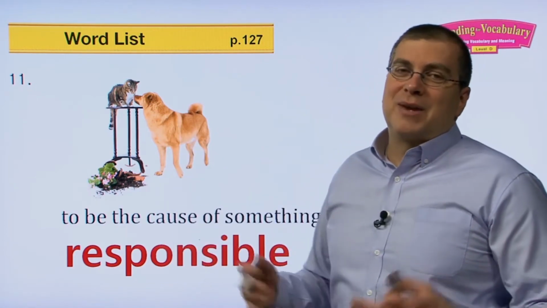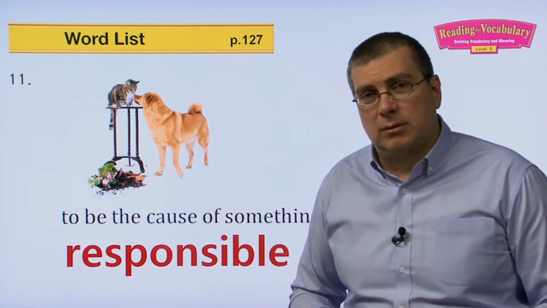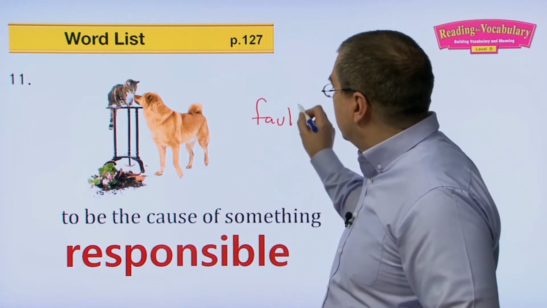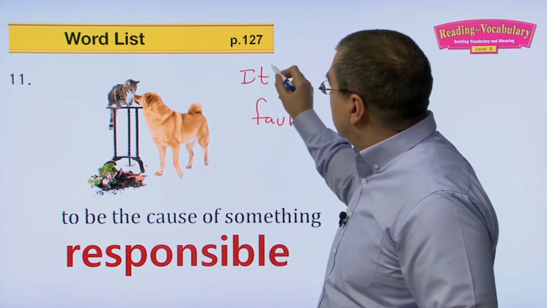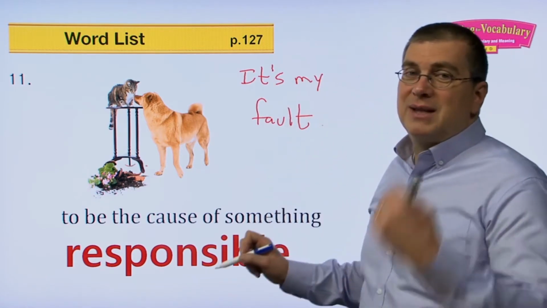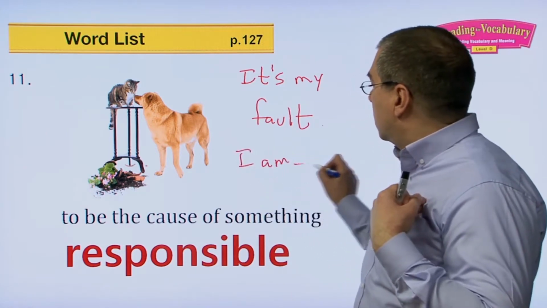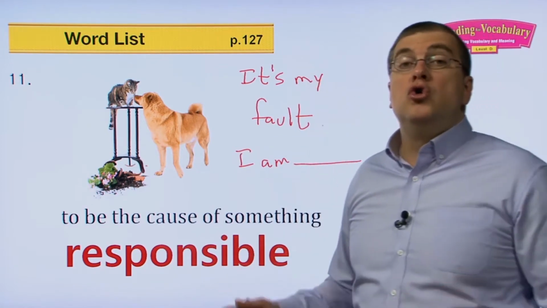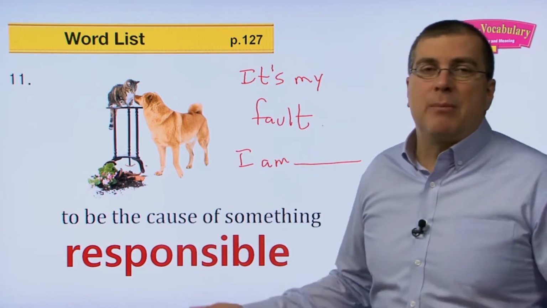But sometimes, if something happens, there's an accident, people will ask, who's responsible? They'll also use another word, fault, right? Fault. And when you use fault, you can say, it's my fault. If you say it's my fault, that means I am responsible. It's my fault. Whose fault is it? Who is responsible? It means the same thing.